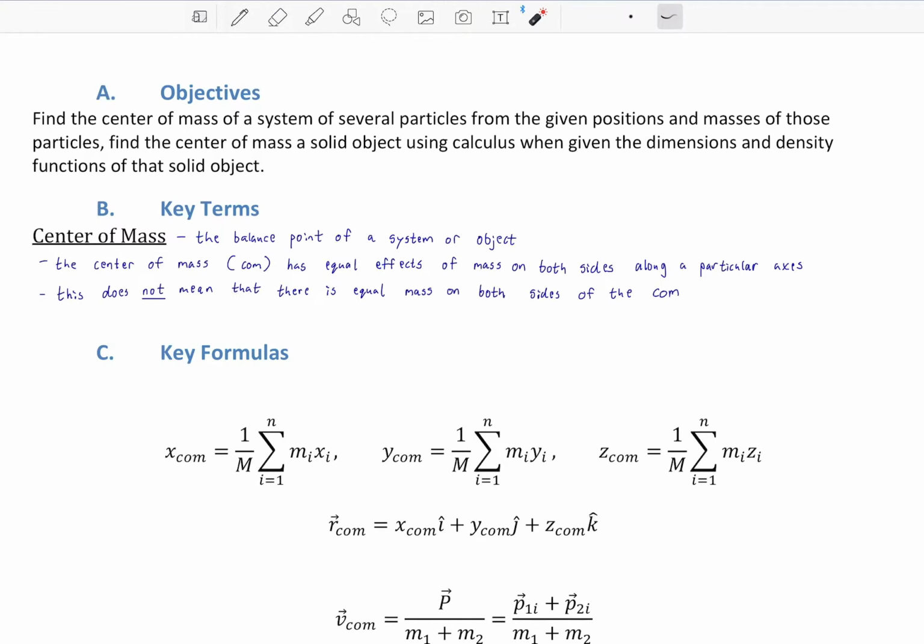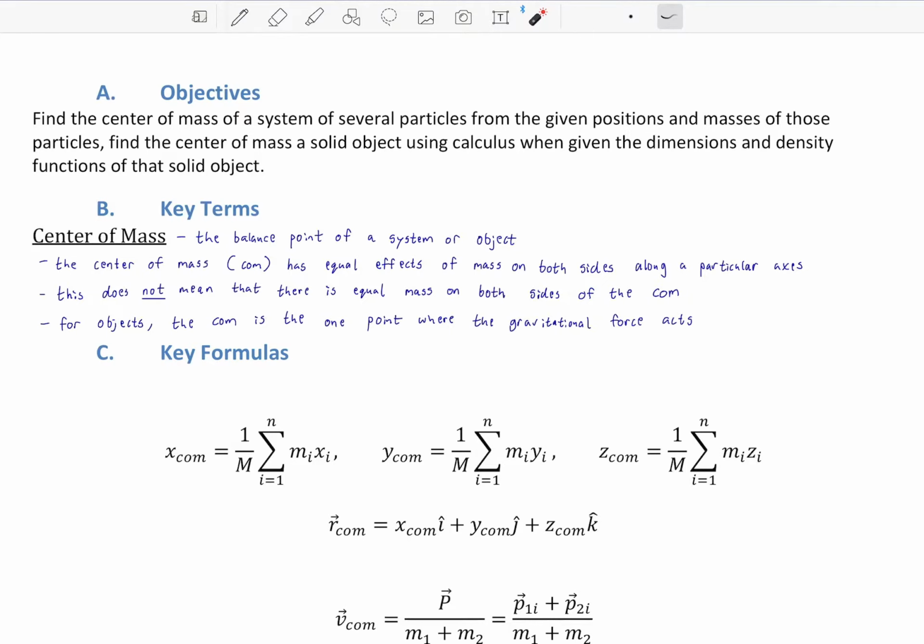This is a common misconception: this does not mean that there is equal mass on both sides of the center of mass. Take a broom, for example. If I hold a broom, I need to find that balance point. It's going to be pretty near the head of the broom. There's actually going to be more mass on the head of the broom, which is closer to that balance point, than there is in the entire handle. It's just that the handle has just as much effect on the balancing because the mass is more spread out. So anytime you have more spread out mass, you don't need as much to balance. All right, so center of mass does not mean equal mass on both sides. Just remember that and think of practical ways of visualizing that for yourself.